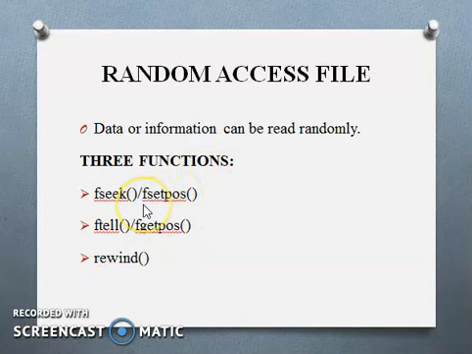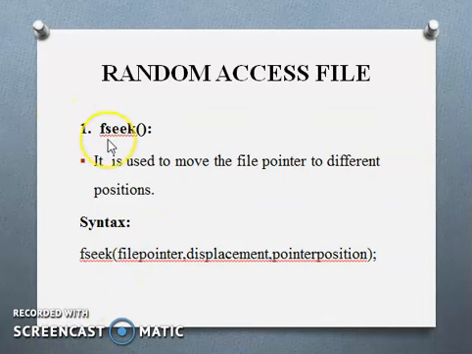First one is fseek or fsetpos. Second one is ftell or fgetpos. Third one is rewind. The first function is fseek. It is used to move the file pointer to different positions. And the syntax is fseek of file pointer, displacement, pointer position.